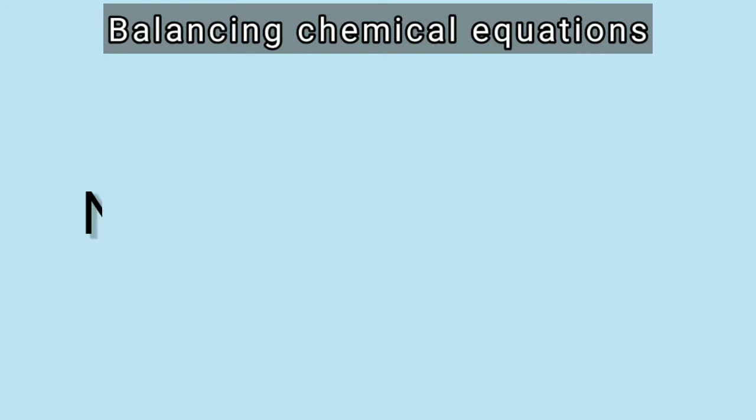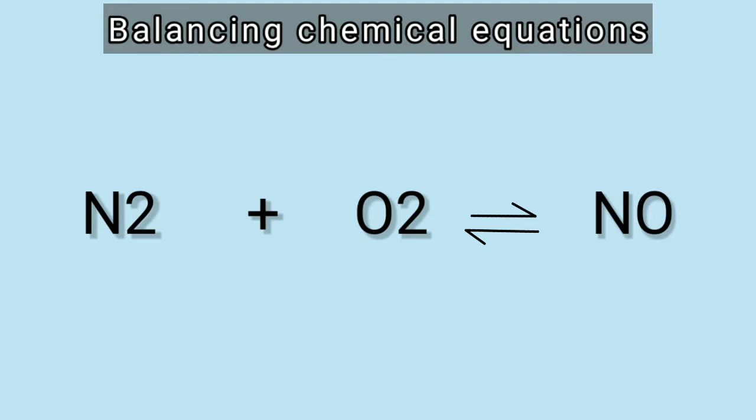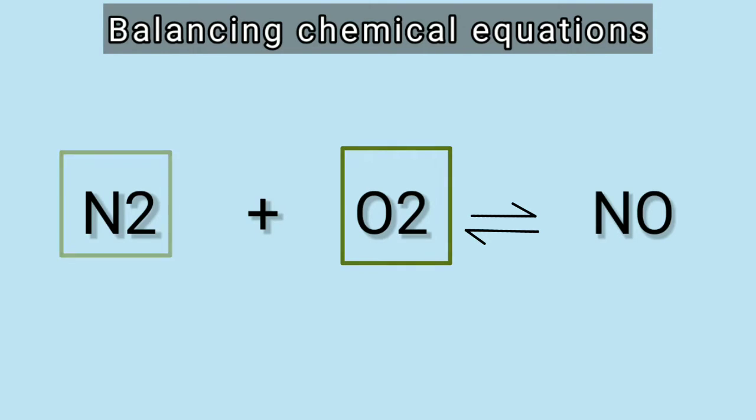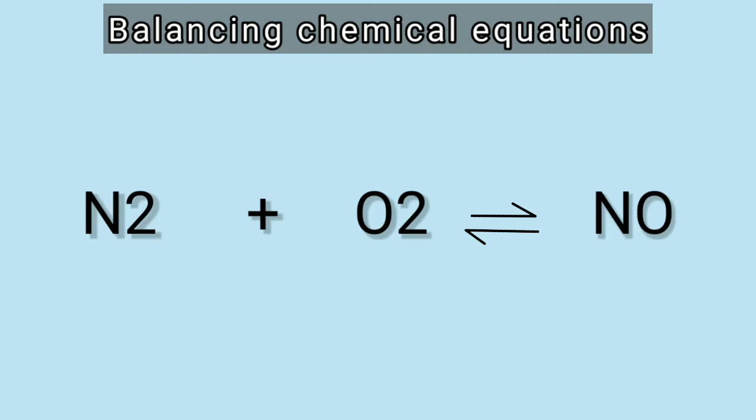In the next equation, we have nitrogen reacts with oxygen to form nitric oxide. We have 2 nitrogen atoms and 2 oxygen atoms on the reactant side, but the product side has only 1 nitrogen and 1 oxygen atom. So we can simply equalize it by writing 2 as a coefficient in front of nitric oxide and the equation is balanced.